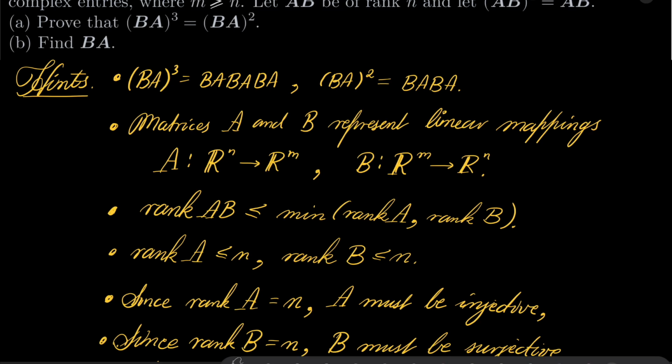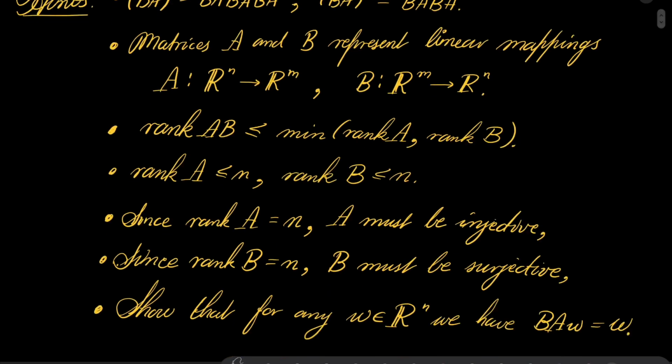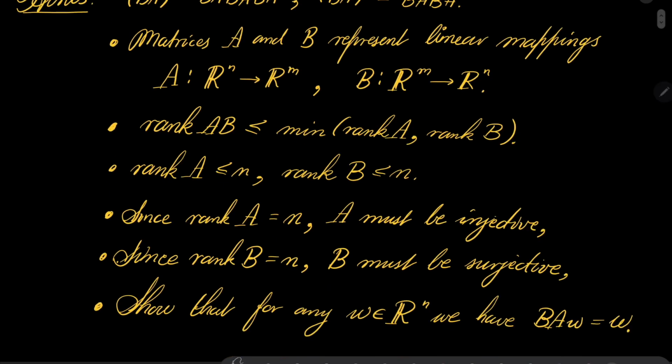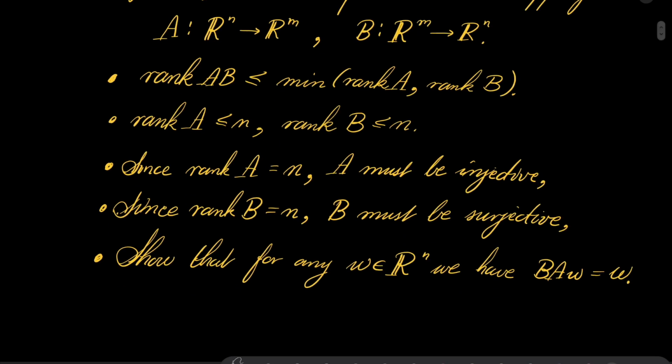Next, the rank of a product is always less than or equal to the minimum of the ranks. In other words, when we are multiplying more and more matrices, the rank cannot increase, it can only decrease with any further multiplication. And also, rank is bounded from above by n, since n is less than or equal to m. Now, use the following two facts.